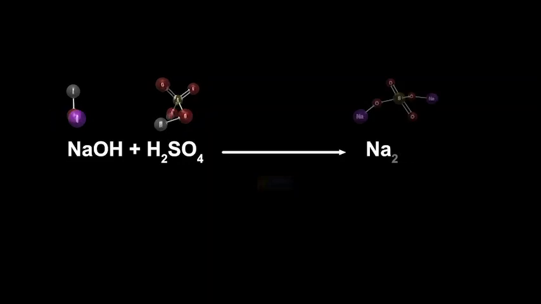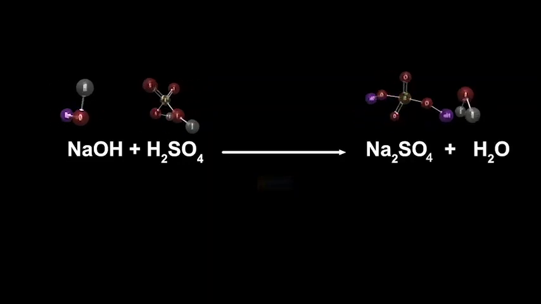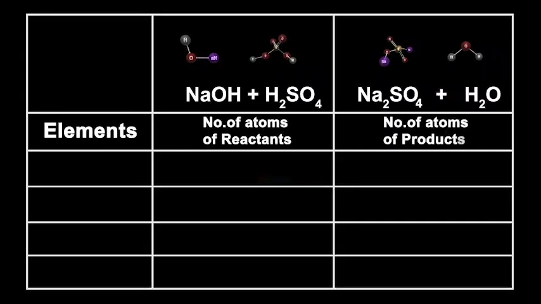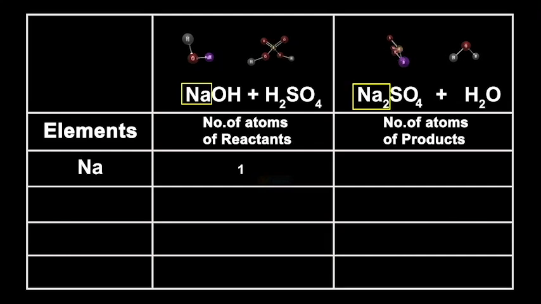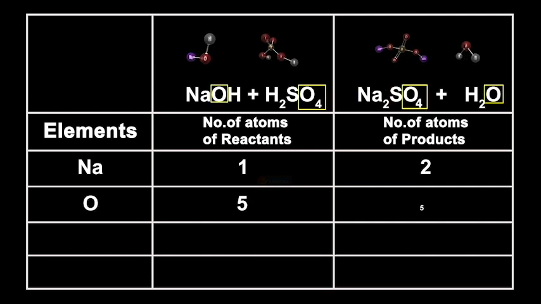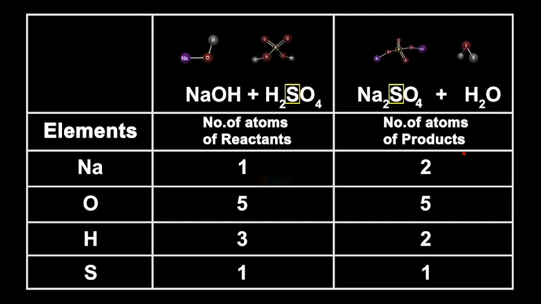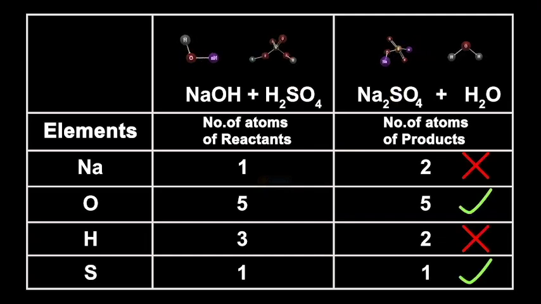NaOH plus H2SO4 gives rise to Na2SO4 plus H2O. To balance this equation, we draw a table containing elements involved in the equation, number of atoms of reactants and number of atoms of products. This chemical equation has the following elements. Sodium: the number of sodium atoms on the reactant side and product side are 1 and 2 respectively. Similarly, for oxygen 5 and 5, for hydrogen 3 and 2, for sulfur 1 and 1. We observe that sodium and hydrogen are not balanced.